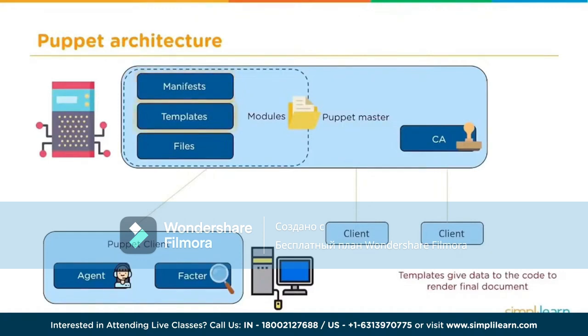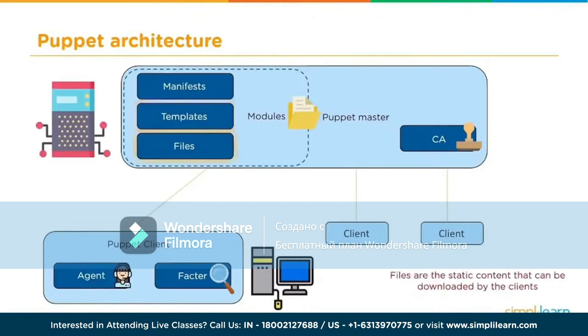The next component is templates. If manifests are your code, templates are the data. Let me explain this with an example. Consider you want to create a file called index.html on one of your client machines. You write the code for creating this file in your manifest and the content of this file is written in your templates. Then you simply link them. When you divide your code and data in this way, it's a very clean structure, so it's preferred to do it in this manner.